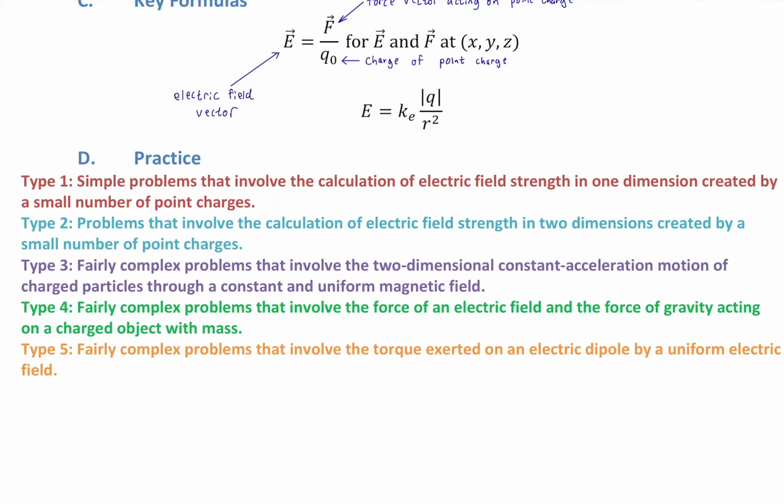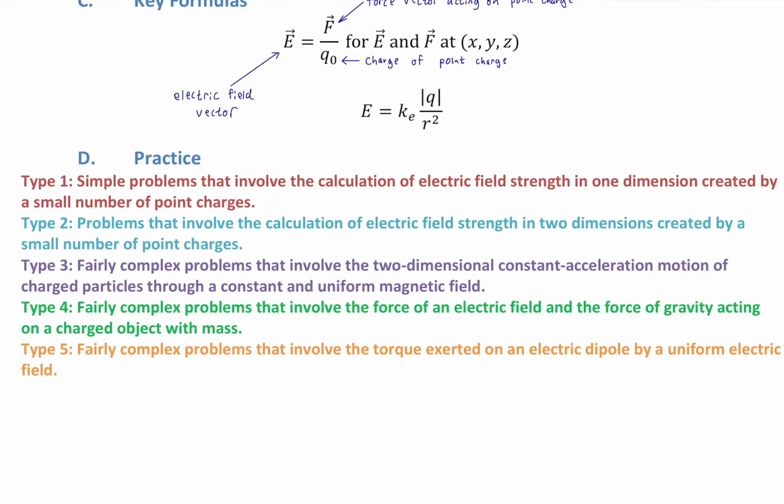Type 3, fairly complex problems that involve the 2-dimensional constant acceleration motion of charged particles through a constant and uniform magnetic field. Okay? Oh, that's a typo. That should say electric field. We're not talking about magnetic fields yet. So I'll go ahead and fix that. All right? But anyway, that should say electric field. All right? And on the final upload of this, it will say electric field.